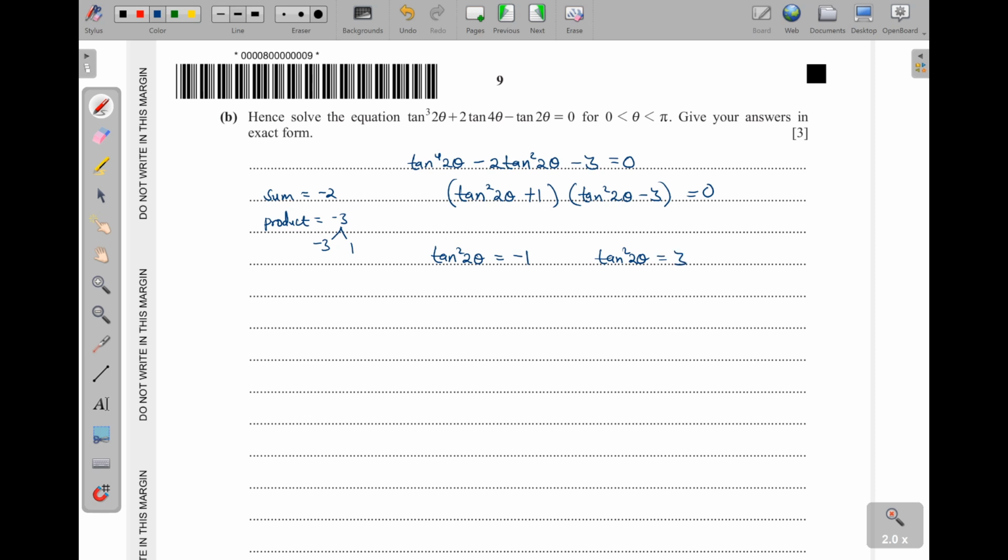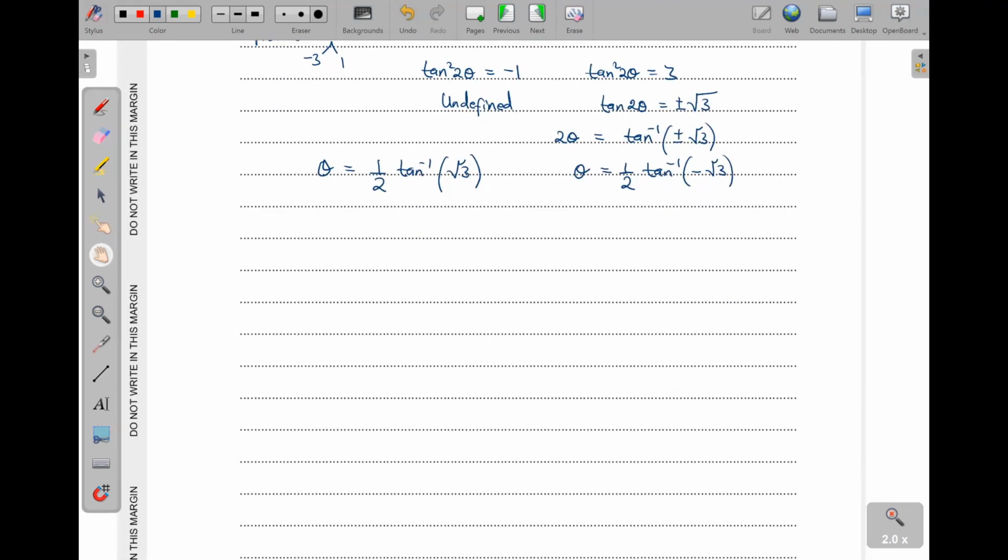Automatically, I will have to take the square roots, so this one will be undefined. Okay, undefined. And then we take this one here. So tan 2 theta shall be equal to the root of 3, and it has to be plus or minus. So that means 2 theta is going to be the arctan of plus or minus root of 3. So theta is going to be a half of the arctan of the positive root 3, or theta can be the half of the arctan of now the negative of root 3.